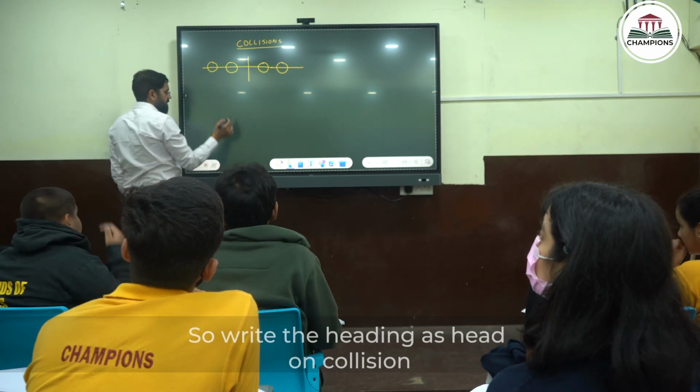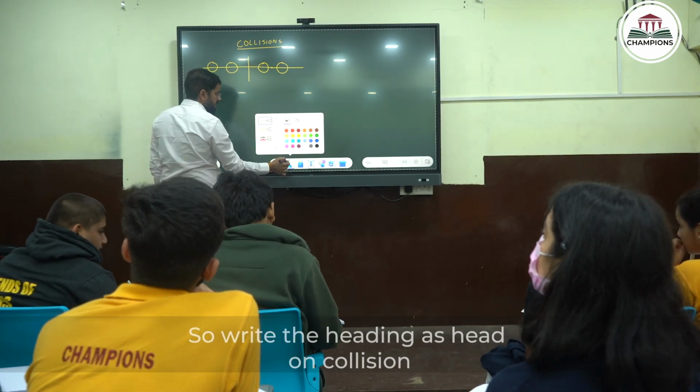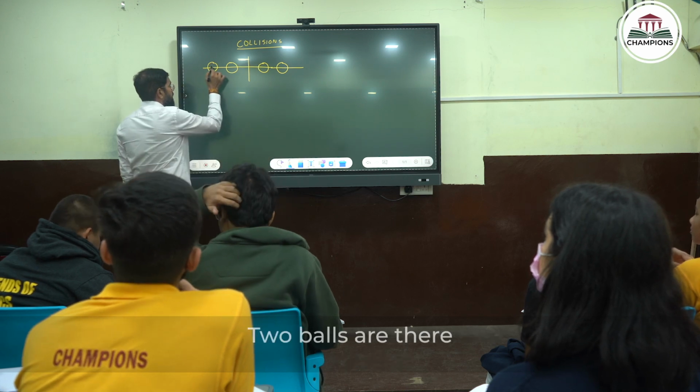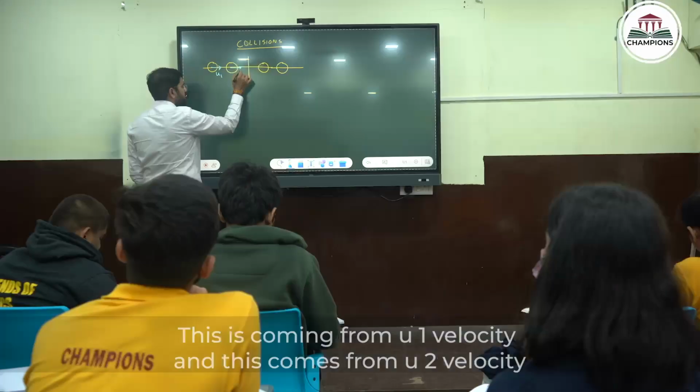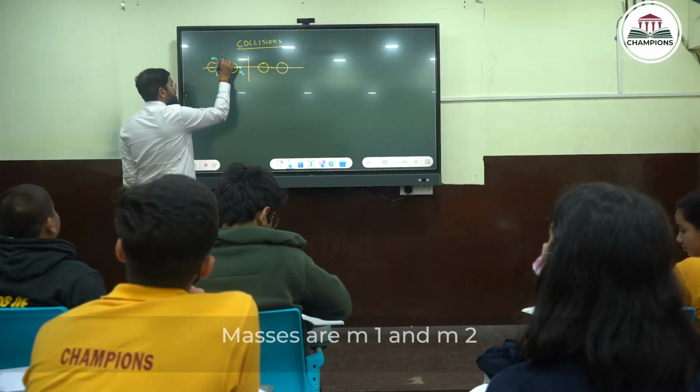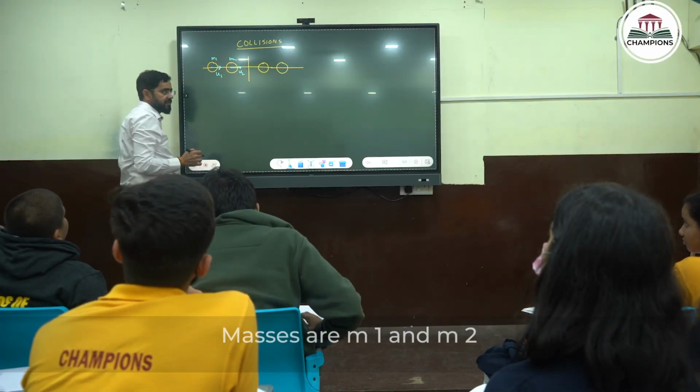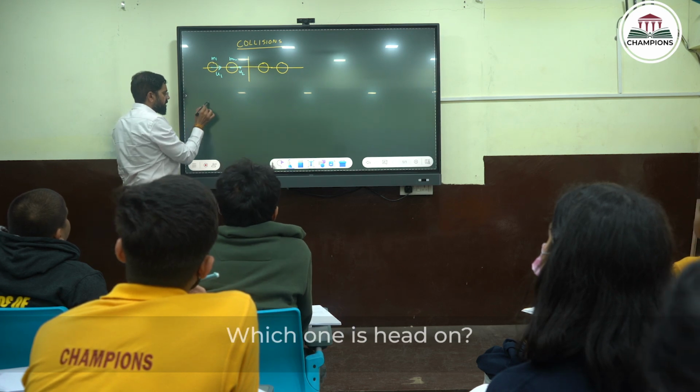So write the heading as head-on collision. दो balls थे, ये u1 velocity से आ रहा है, ये u2 velocity से आ रहा है. Masses are m1 and m2. Colliding head-on. Head-on कौन सा हुआ?